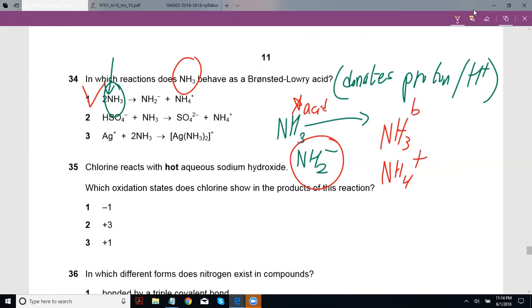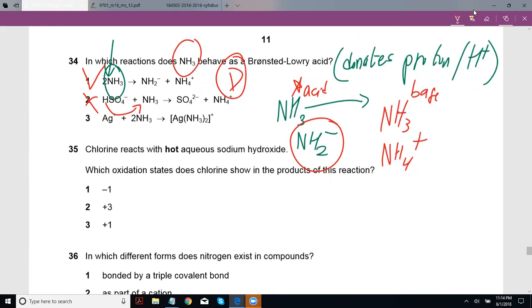One of the NH3s is behaving as a base, but they didn't ask whether it's behaving as a base. They asked whether it is behaving as an acid, and yes, one NH3 is behaving as an acid. If you look here too, it's just accepting H positive. So whether H positive is going from here to here, that's 2 would be wrong. And if 2 is wrong, your answer is automatically D, I believe. Yeah, it's D.